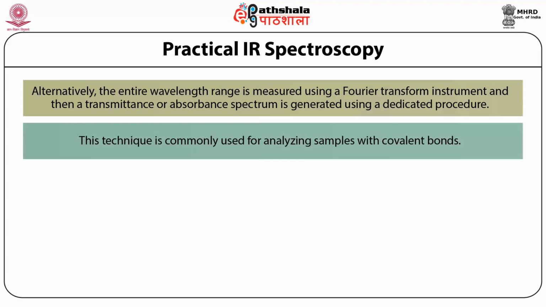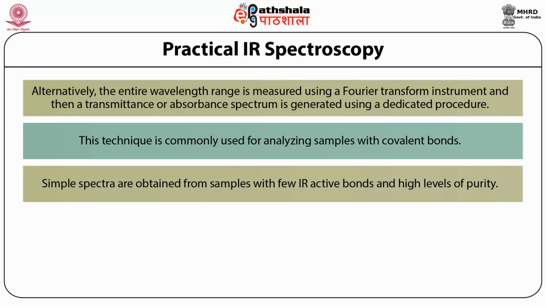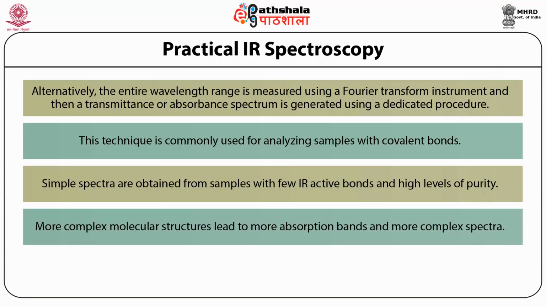This technique is commonly used for analyzing samples with covalent bonds. Simple spectra are obtained from samples with few IR active bonds and high levels of purity. More complex molecular structures lead to more absorption bands and more complex spectra.